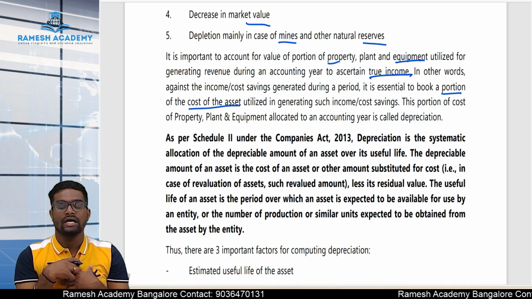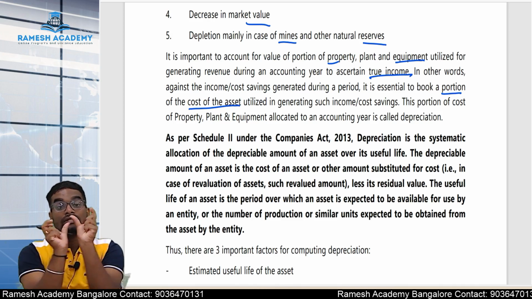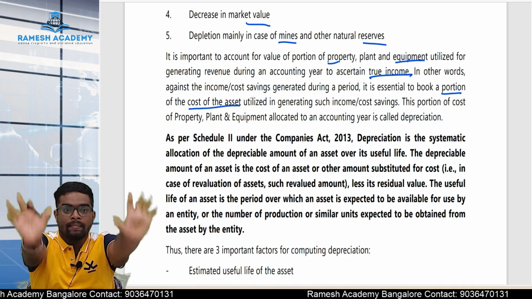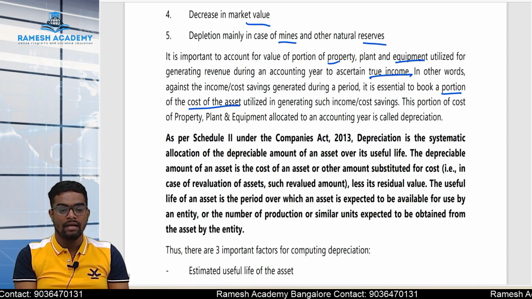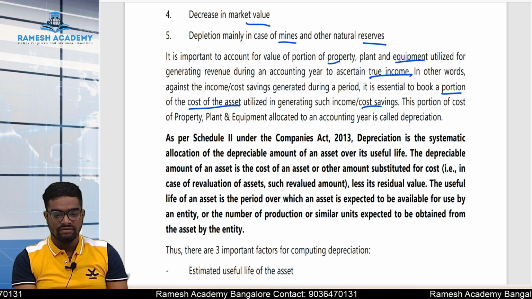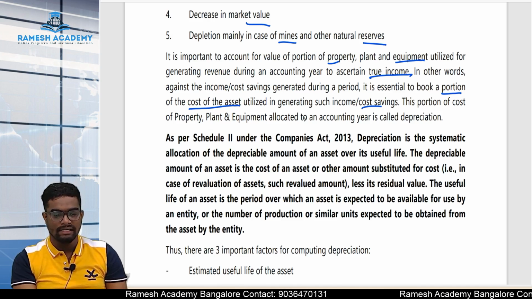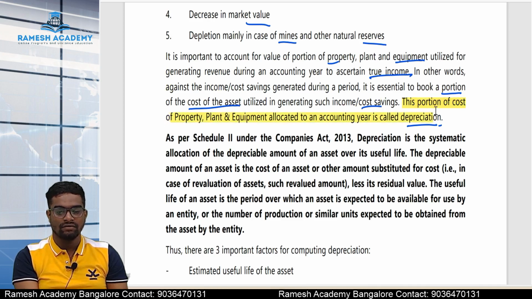Now, suppose I have used 100 hours and the total capacity is 1000 hours. So that 100 hours' cost should be debited, or proportionately booked as expense, for that particular period, utilized in generating such income or cost savings. This portion of cost of property, plant and equipment allocated to an accounting year is known as depreciation. Same thing that they have told again: allocation of cost.